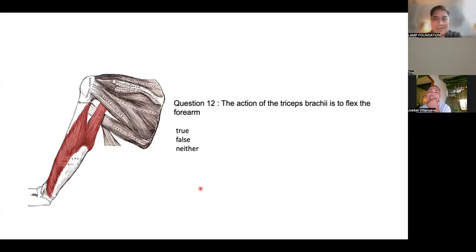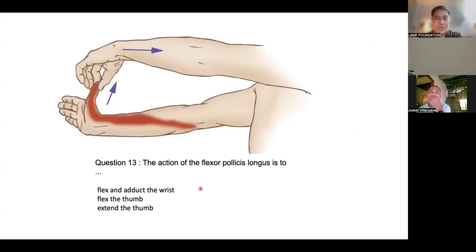The action of the triceps brachii is to flex the forearm. True or false? False. It extends the forearm. The action of the flexor pollicis, look, pollicis is the thumb, is to what? What does it do?